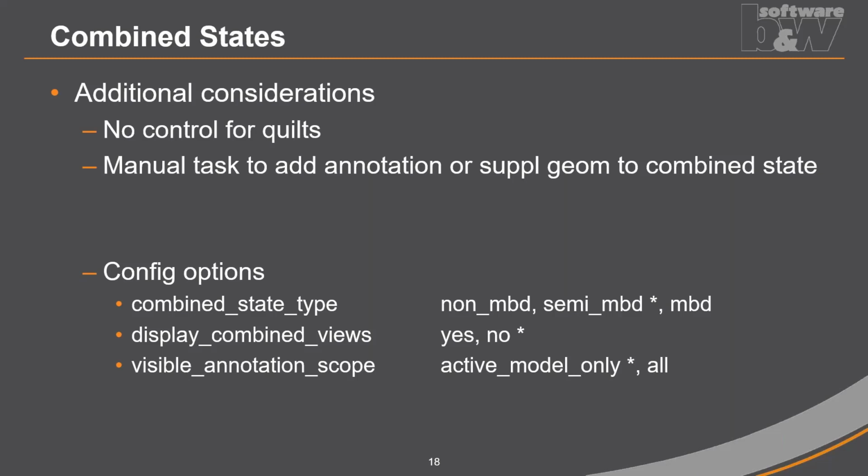I just put up here a few config options that may be of interest. You can set the default for the combined state type with the first one. The second one is about whether these combined state tabs are visible in every ribbon area. By default, it's only in the annotate tab where you can see the tabs of the combined views. And the final one is the scope. If you want to see annotations from part level in assembly mode, you have to switch this option to all.